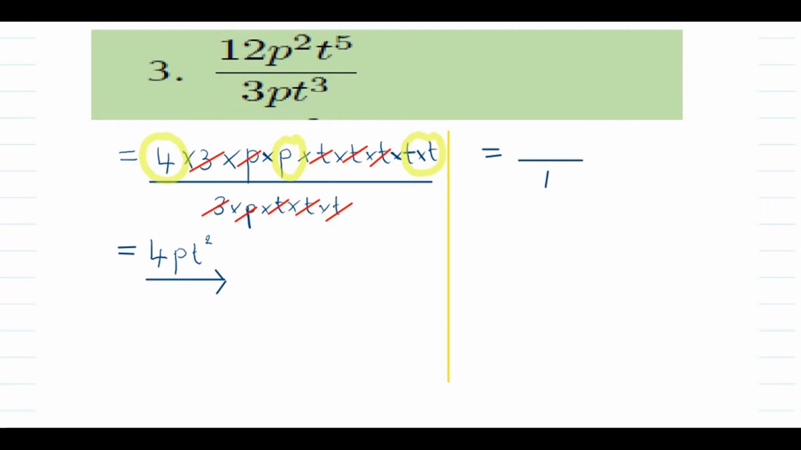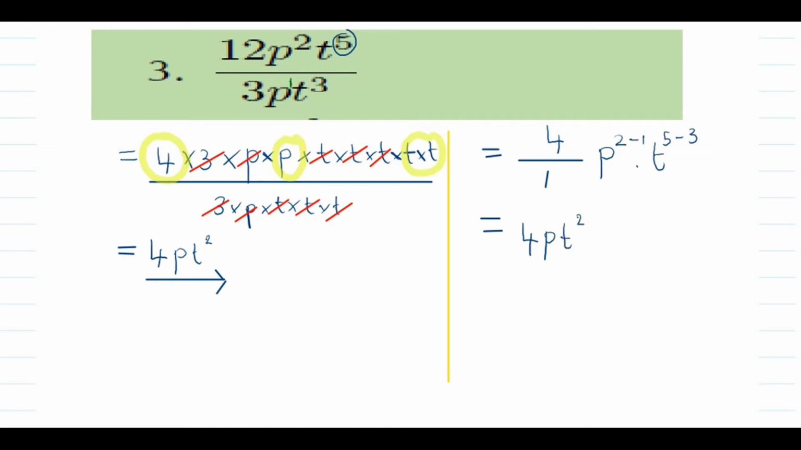Okay, and then we're going to apply the exponential law that tells us that if you are dividing by powers, right? So we've got p squared times t to the power of 5 divided by p times t to the power of 3. That means that you need to subtract your exponents, right? P: 2 minus 1 is p, because it's going to be p to the power of 1. And then 5 minus 3 is 2, so it's t to the power of 2. Okay, and that is your answer.